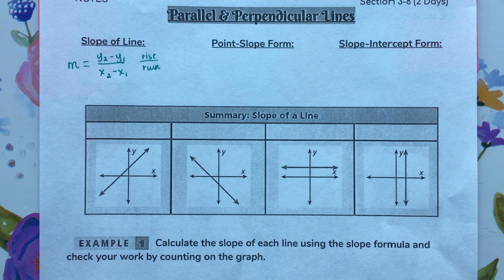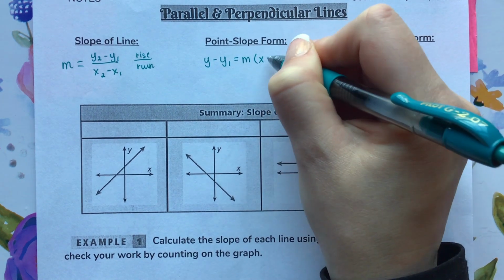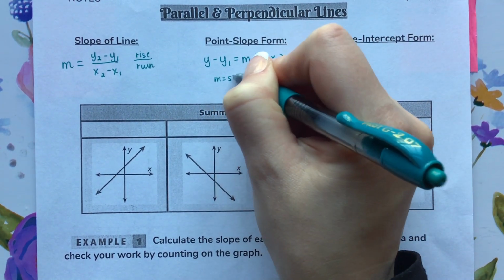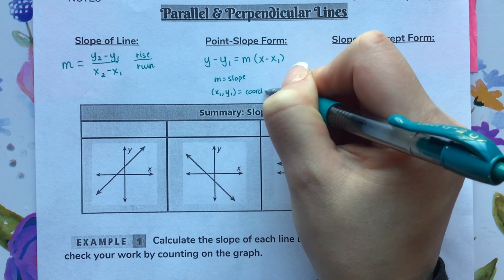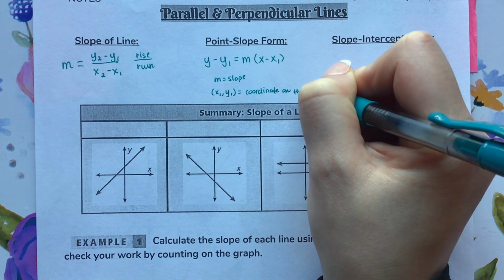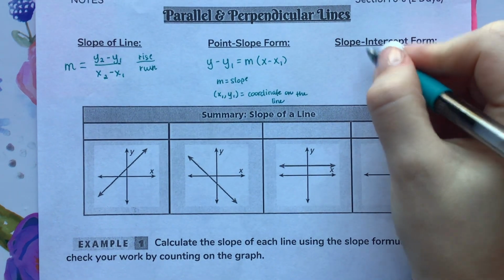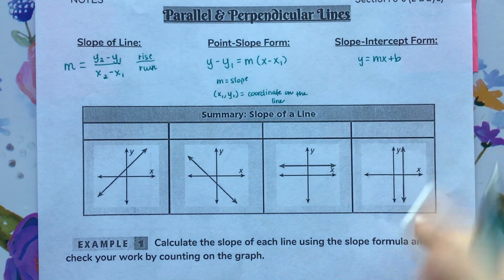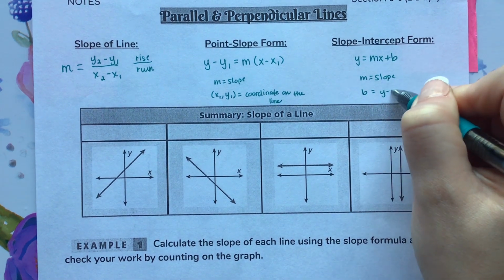So that is the formula for slope. Then we have point slope form, and that involves a point and a slope, just like it would imply. So that is going to be y minus y1 is equal to m times x minus x1, where m is equal to the slope and x1, y1 is equal to a coordinate on the line. And finally, we have slope-intercept form, which is going to be y is equal to mx plus b. M is still slope, and b is equal to the y-intercept.